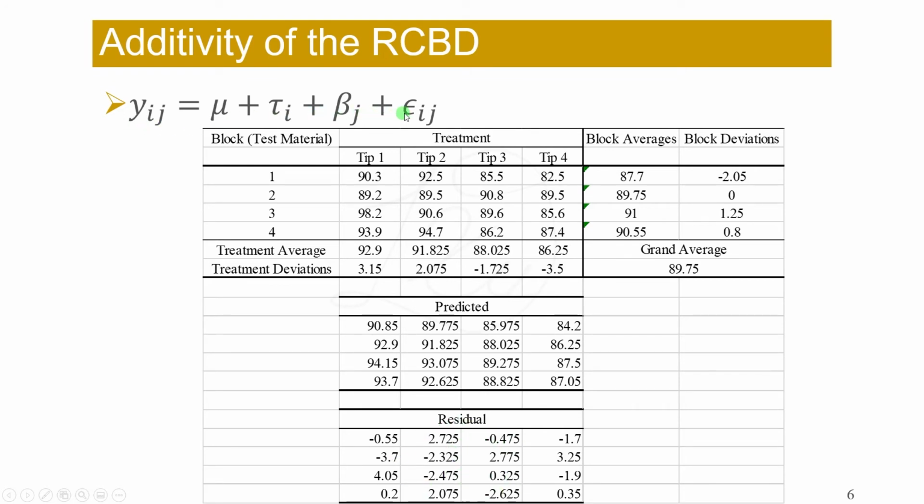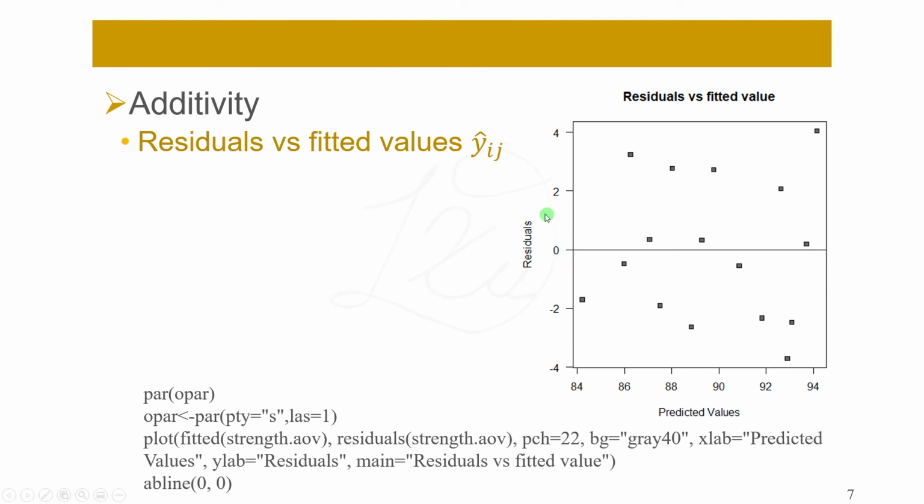This additivity assumption, or no interaction assumption, is crucial for block designs. We can plot the residues versus fitted data, or predicted values, to check the additivity assumption. The R code is listed here. We can copy this to RStudio and execute it.